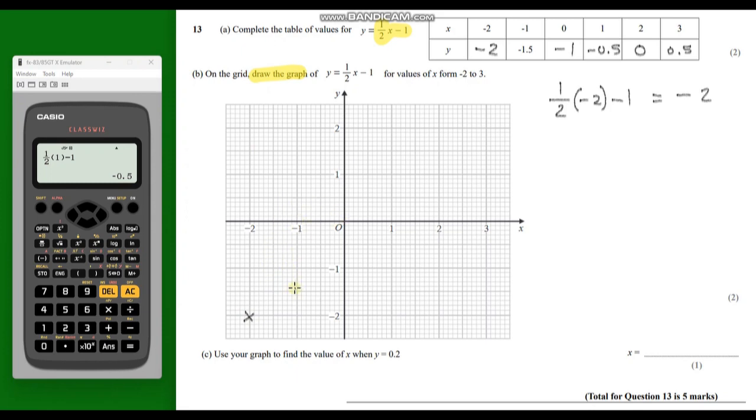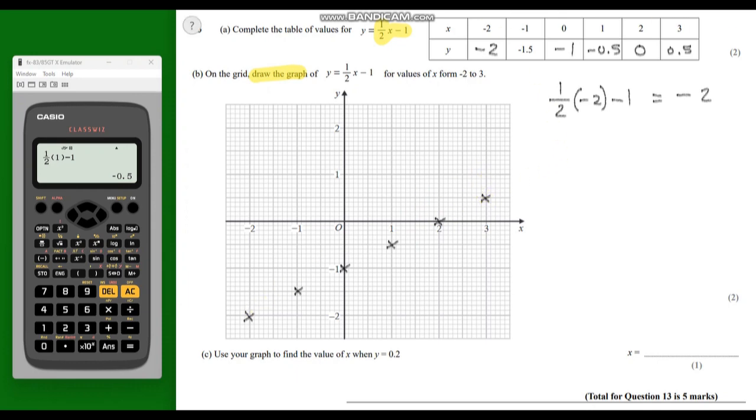-1.5 will be here. 0, -1 will be here. 1, -0.5 is here. 2, 0 is here. And 3, 0.5 is here. So you can see that we've got a nice straight line.